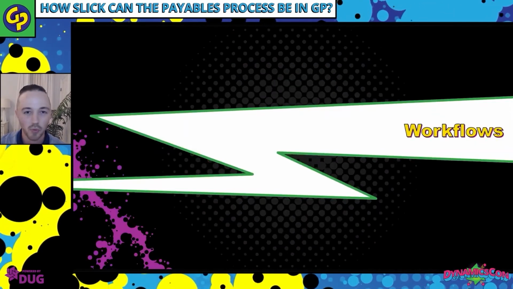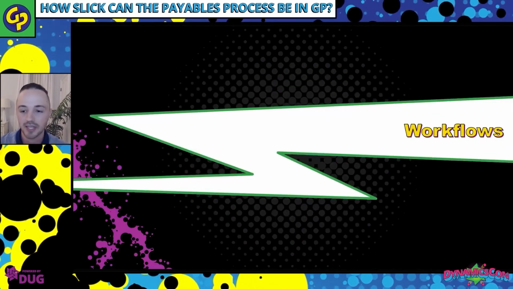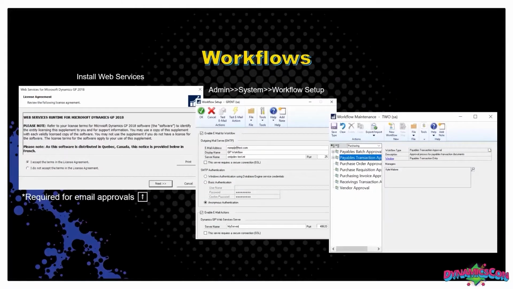So next thing, workflows. I love them. They're fantastic. Quickly here, the best way to use workflows is with web services. This left screenshot is installing the web services module. And then the setup is all in the administration setup system, workflow setup. You can put in your SMTP credentials and make sure the emailing works. And then you actually go into the workflow setup. This is where I say, okay, I want to set up a workflow for payables, batches, for vendors, etc.